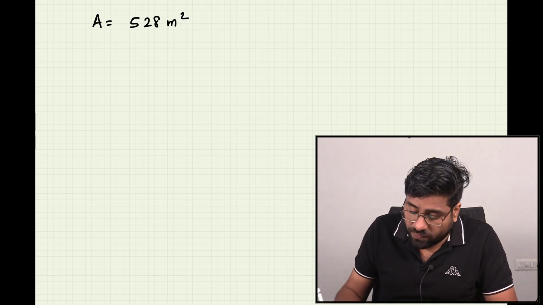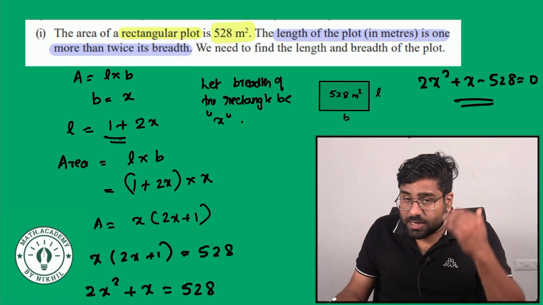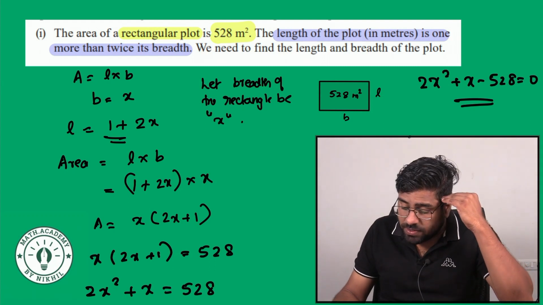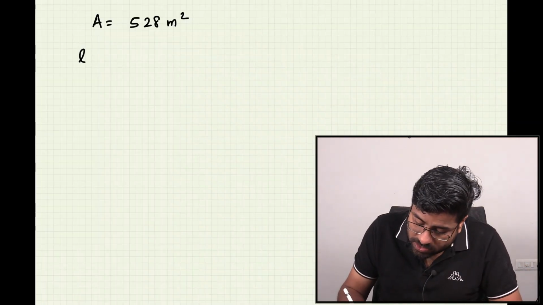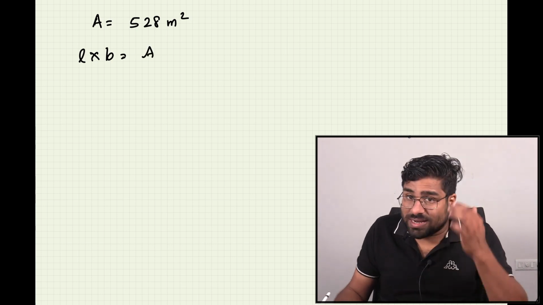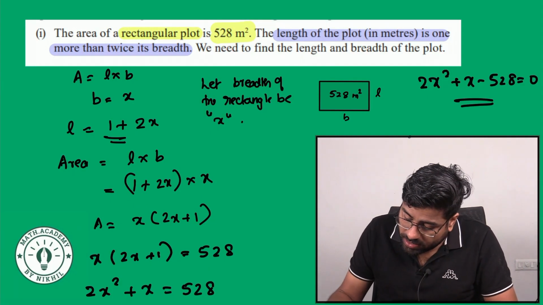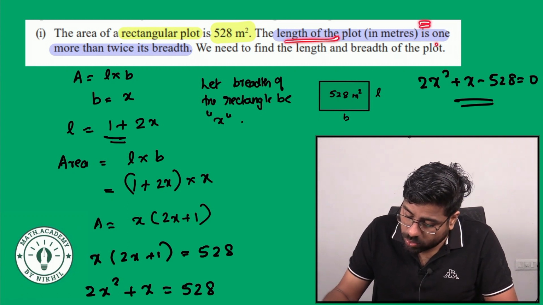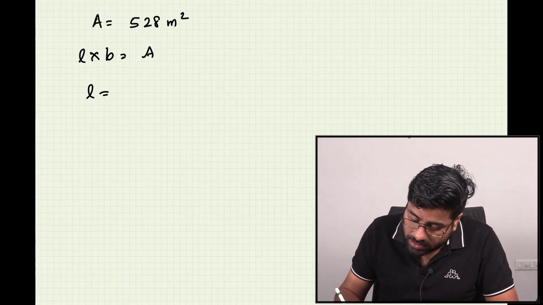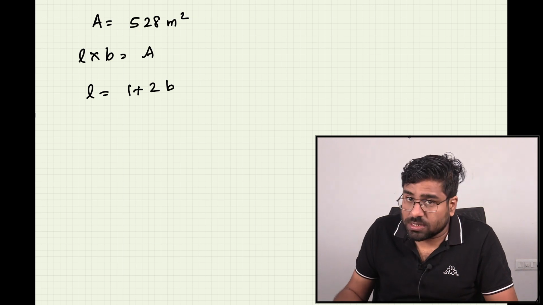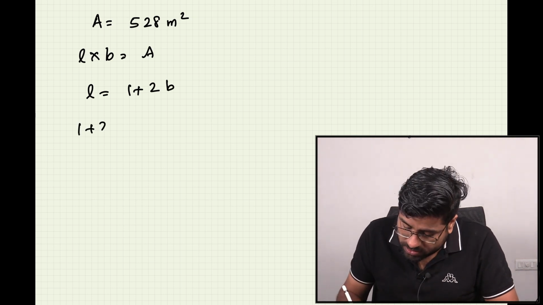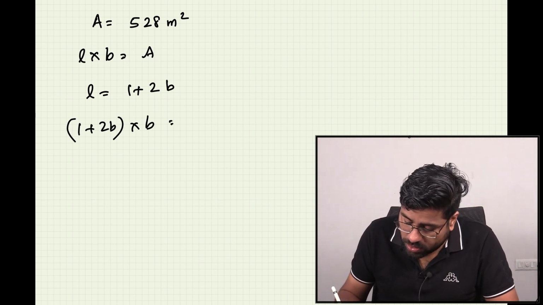A is equal to 528 meters square. That is the thought process that came into my mind first. Then I understood that area is always equal to length into breadth. That is there in my mind again. Then it is given that length is equal to 1 more than twice the breadth. Then I'll have in mind that (1 plus 2b) into b is equal to 528.